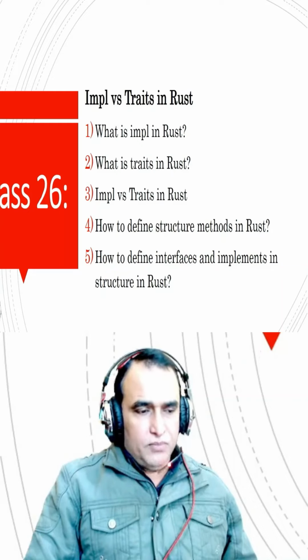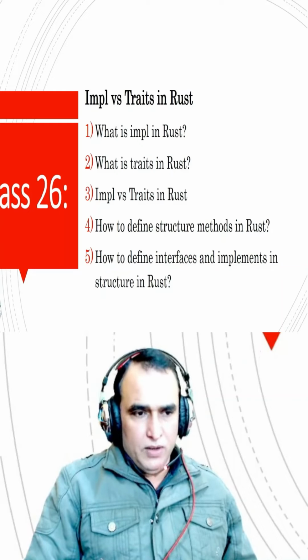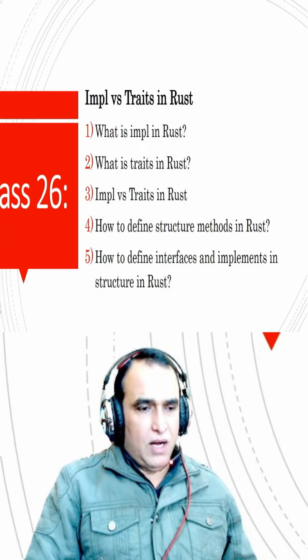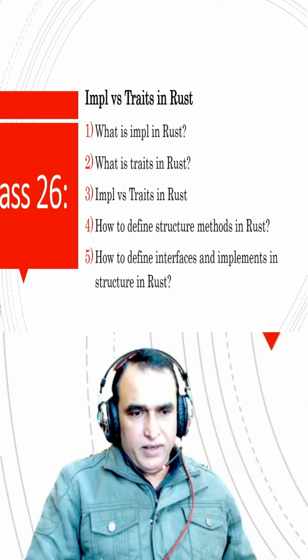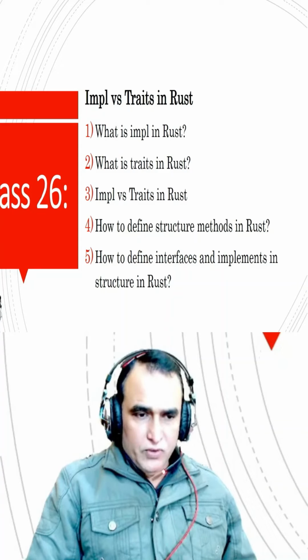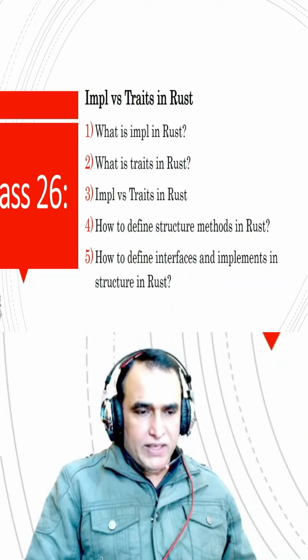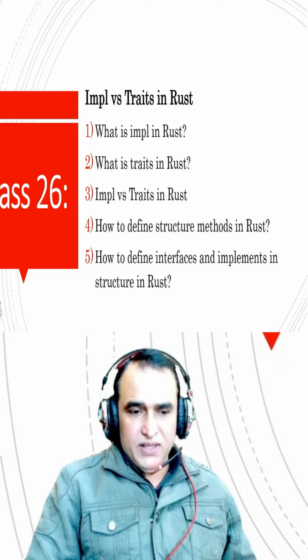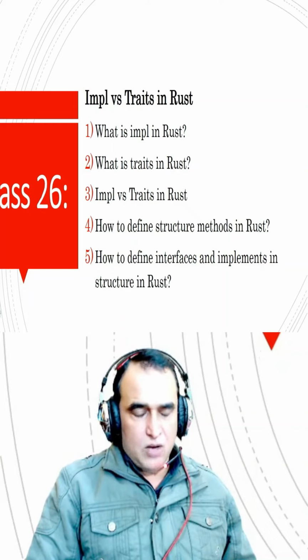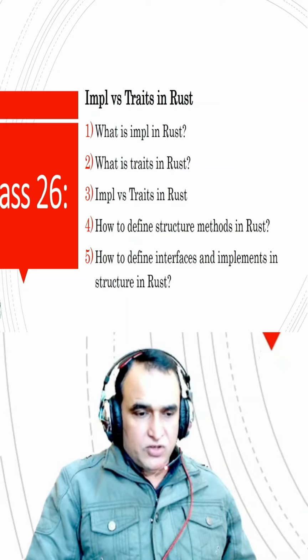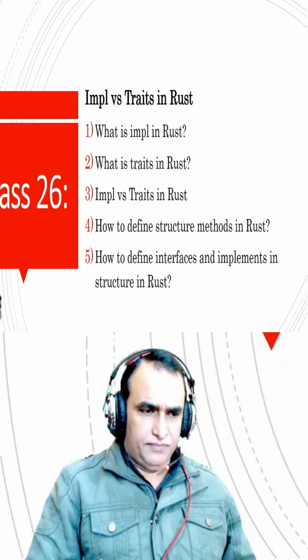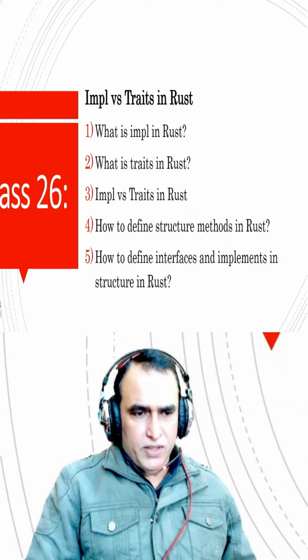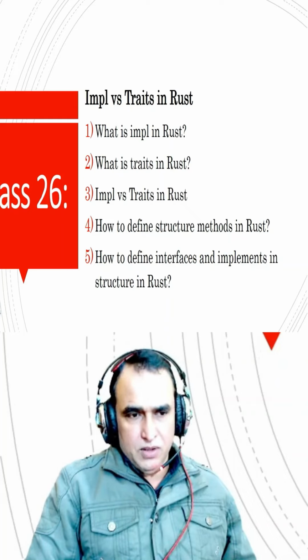In this class number 26, we are going to learn the difference between impl versus traits in Rust. First of all, we are going to understand what is impl in Rust, then traits, then the difference between these, then how to define structure methods in Rust and how to define interfaces and implement those methods in a structure in Rust. That we are going to understand. It's a very interesting, very important and very valuable video on Rust.